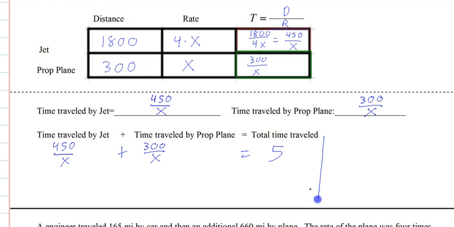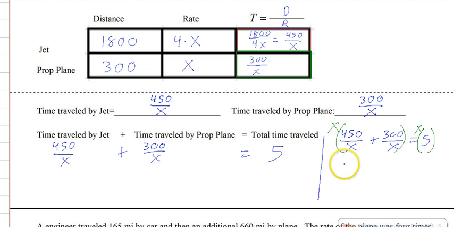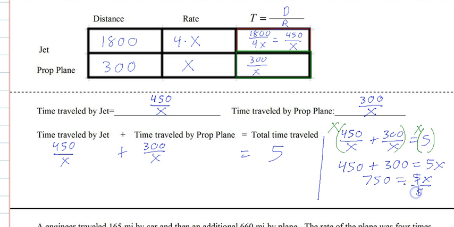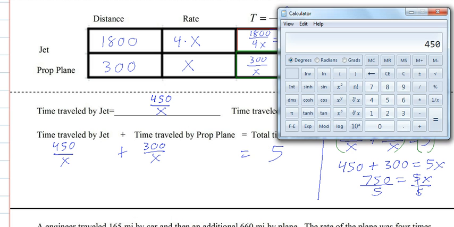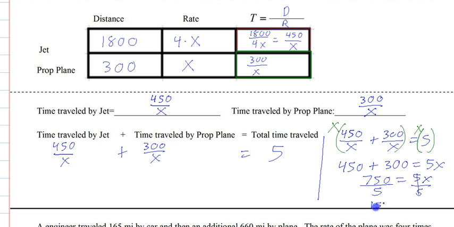So now we can solve it by multiplying both sides by the common denominator, which gives us, x cancels and gives us 450, and the x cancels by distributing and gives us 300 and 5x. So that's 750 equals 5x, divide by 5, plug it in the calculator, 150. And that's our x. And we go back up and look and see what it is.